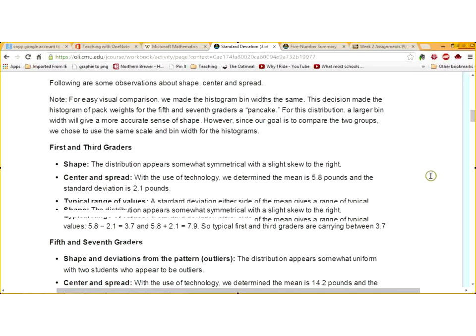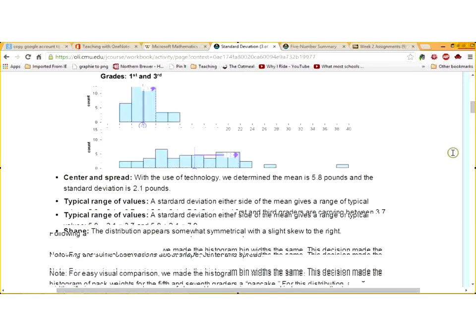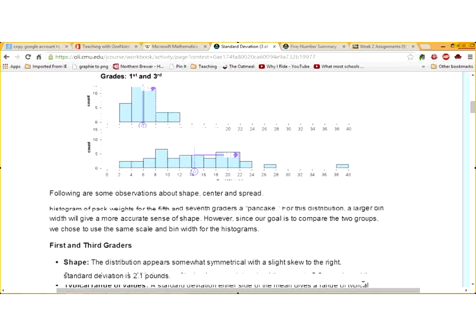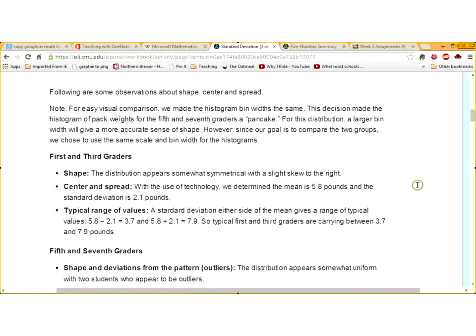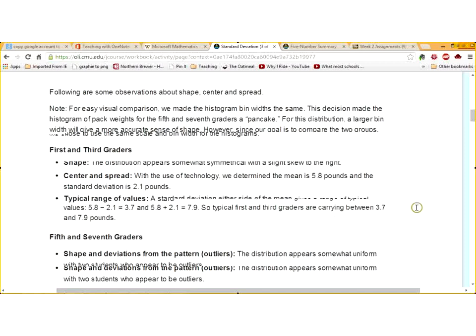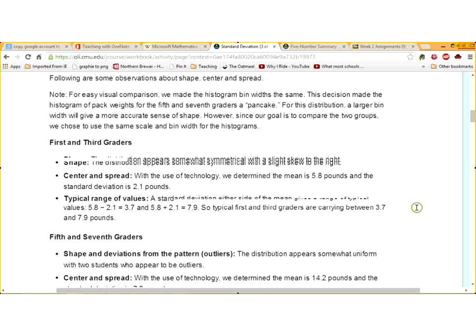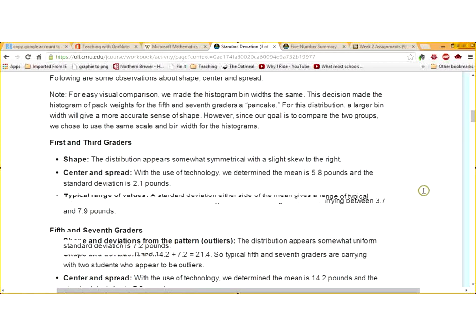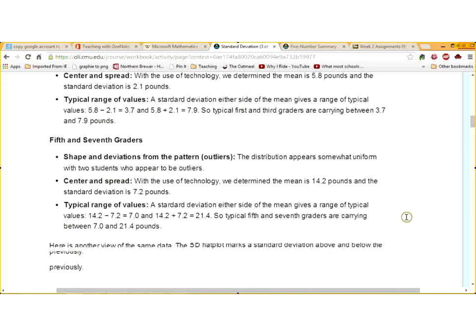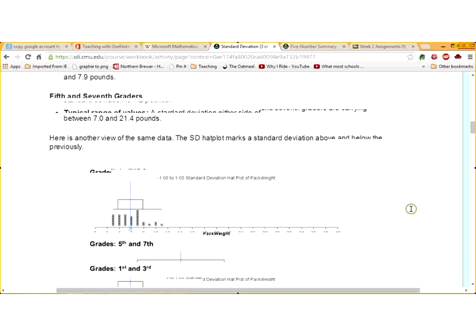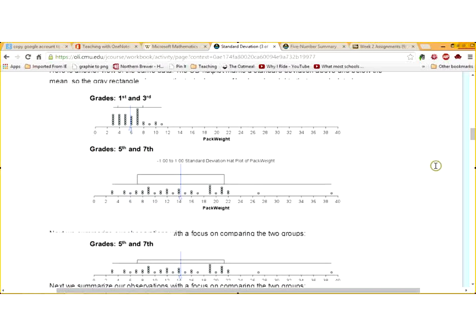And then they give you shape. They're both somewhat symmetrical with a slight skew to the right, particularly in the second distribution. The mean is 5.8 pounds. Standard deviation is 2.1 pounds for the 1st and 3rd graders. Typical range of values about 3.7 to 7.9 pounds. And then they go with similar things with the 5th and 7th graders.